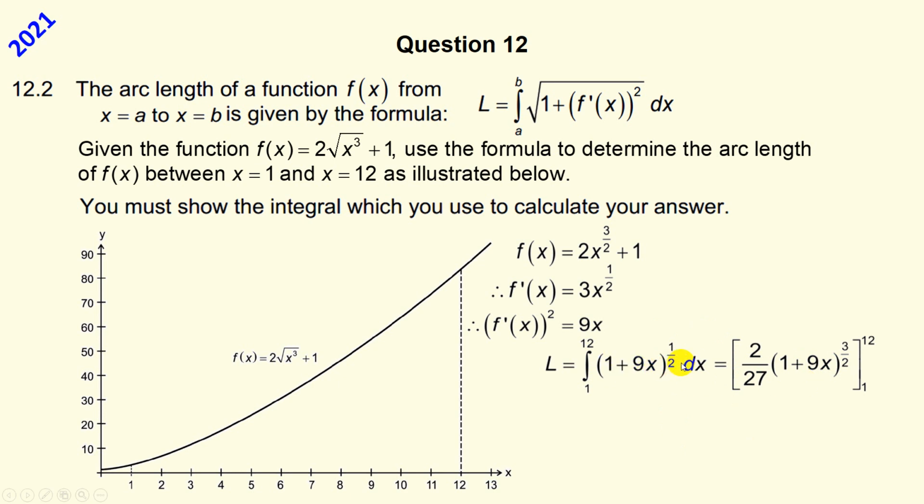This becomes 3 over 2 because we're going to add 1 to it. When we differentiate that, there's the 9, the inside function's derivative, which multiplies, so I have to allow for that. That's why the K method is quite useful. But that is the integral of that. Now all I'm going to do, this is a definite integral, therefore I don't need the C. I'm going to substitute 12 into there, minus substitute 1 into there. And there is our arc length.